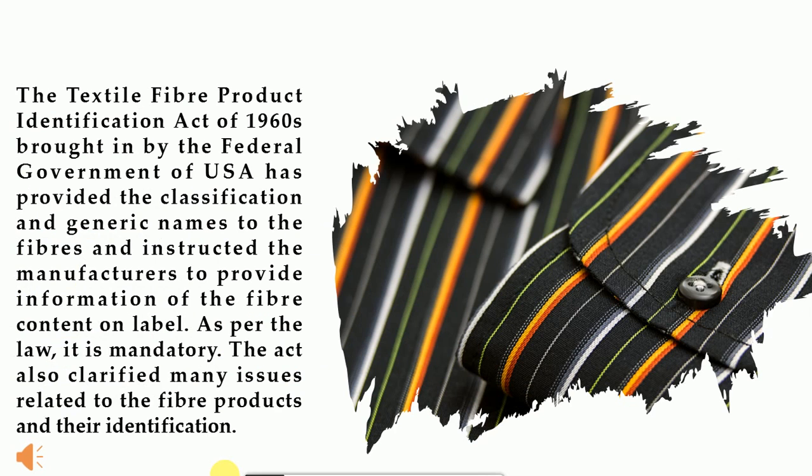The Textile Fiber Products Identification Act of the 1960s, brought in by the federal government of the USA, has provided the classification and generic names for the fibers and instructed the manufacturers to provide information of the fiber content on the label. As per the law, it is mandatory. The Act also clarified many issues related to fiber products and their identification.